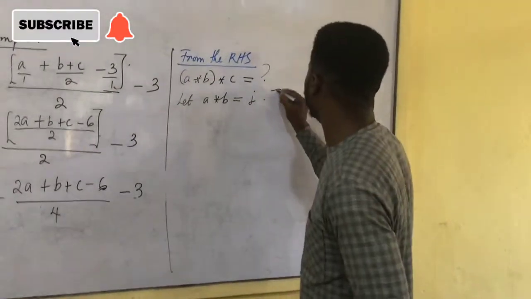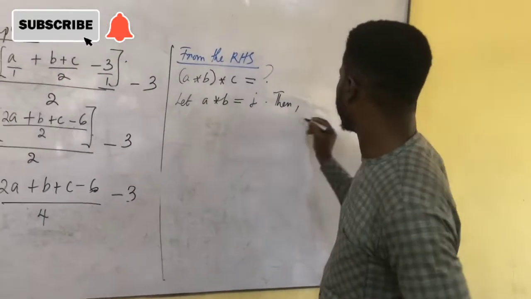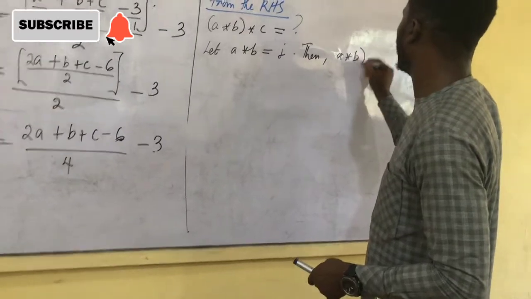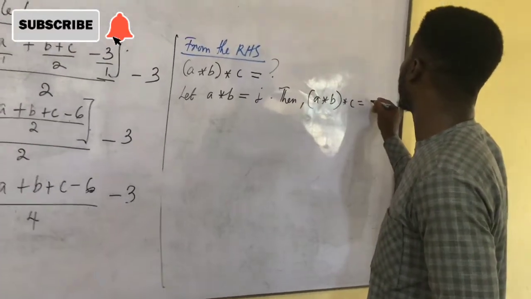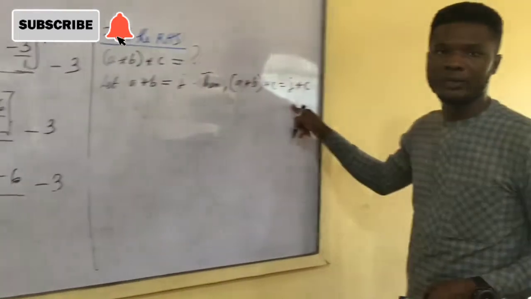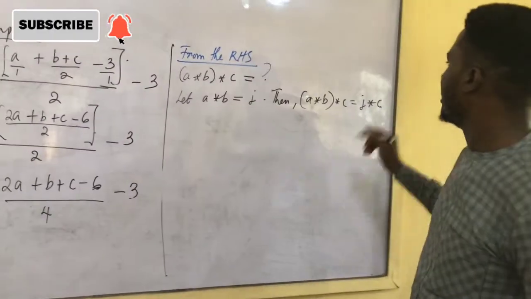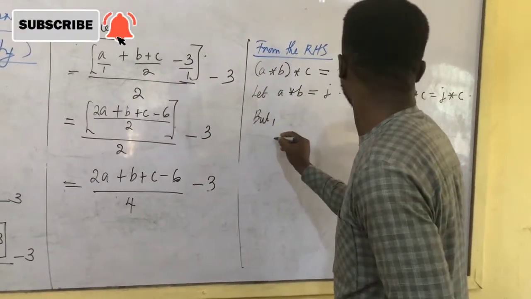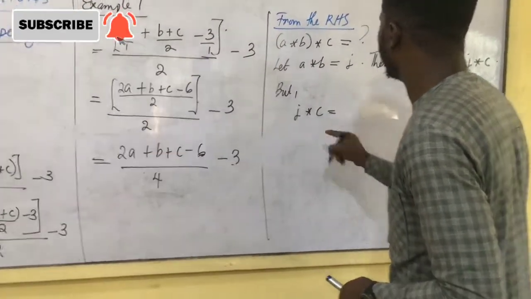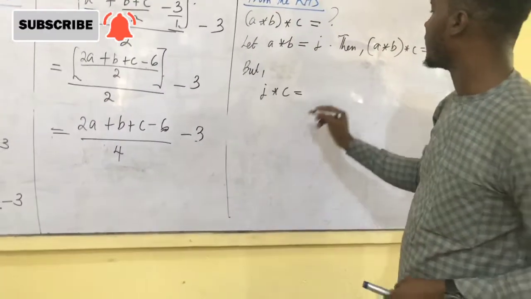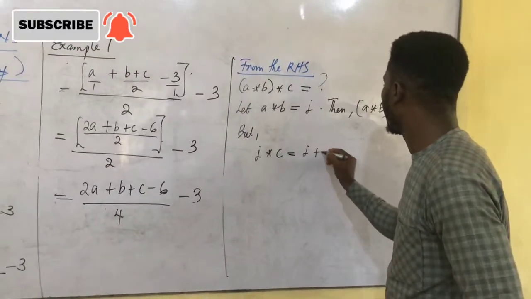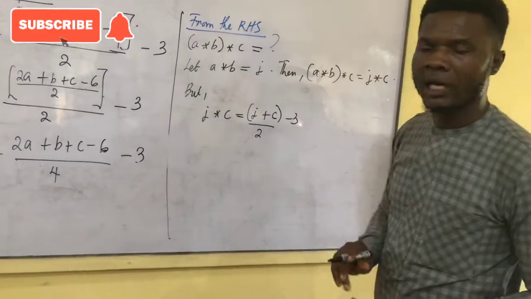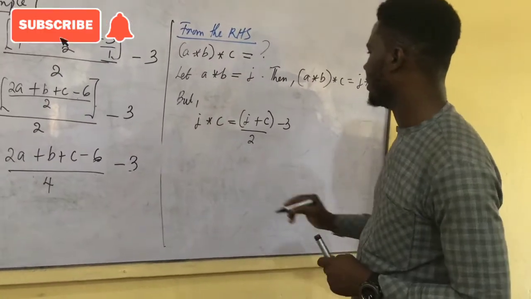And that would imply that (A * B) * C will be equal to J * C. Did you get that? Okay? Now, if that is the case, then we are going to come over here. But what is J * C? J * C, according to that definition, will be first plus second all over 2 minus 3. That will be the result for J * C.